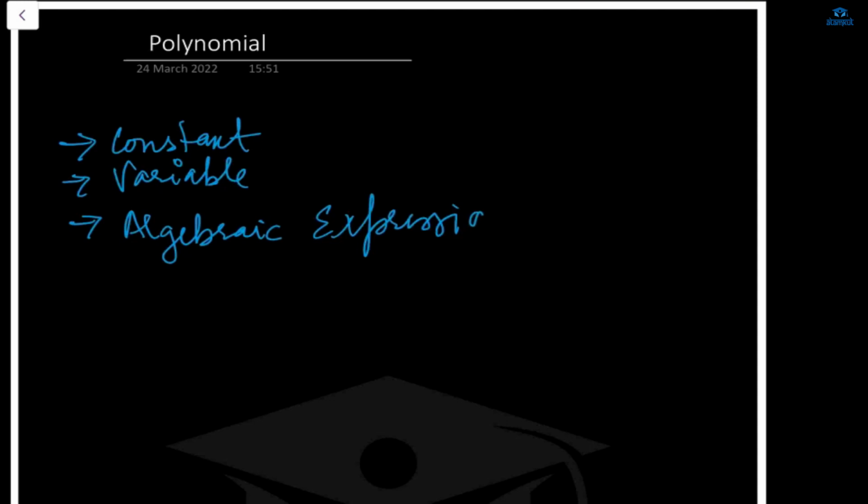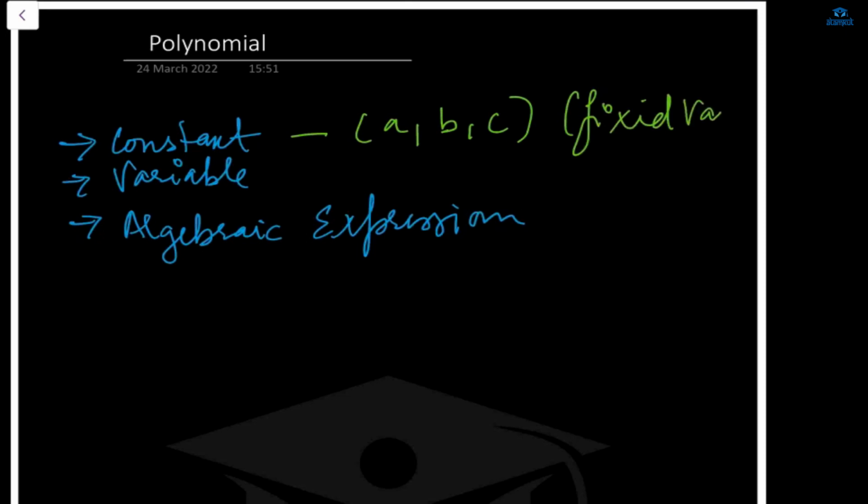Now, what is a constant? From the term itself, you must have come across this word. A constant is a term that has a fixed value. Generally, we represent constants with the alphabets a, b, c. It is a general practice, because x, y, z are generally used to represent variables. So constants are the terms which have a fixed value. Understood?